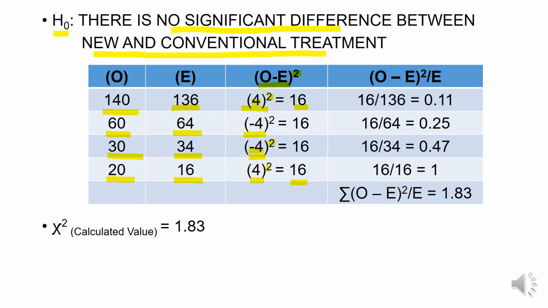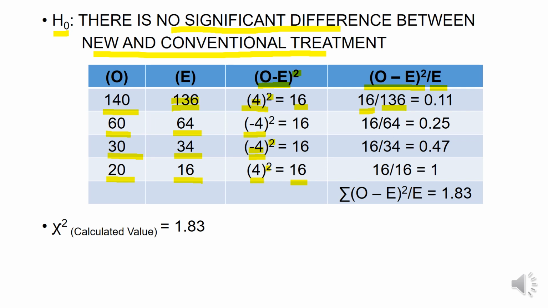So what we have done, students, in this particular column, we have calculated the value of O minus E whole square. Now in the last column, we will calculate the value of the fraction, that is O minus E whole square in the numerator divided by the expected value in the individual sequence. That means in the first row 16 will be divided by the particular corresponding expected value, that is 136.